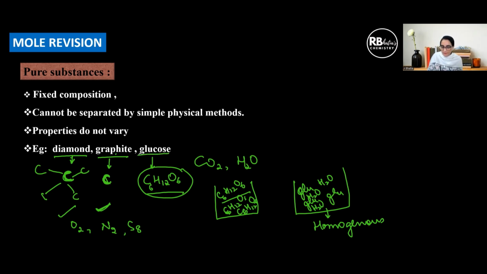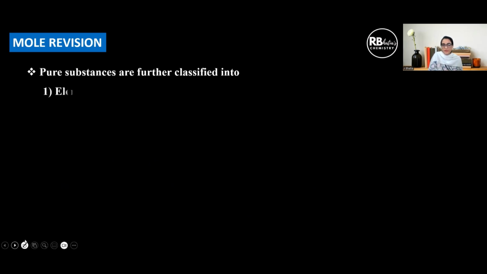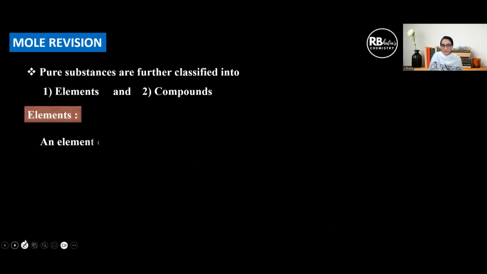Similarly, if I take a sample of glucose, I'll find all the same kind of units in it, that is, all glucose molecules. But if I'm talking about a homogeneous mixture of glucose and water, I'll have two different kinds of molecules in it, glucose molecules and water molecules. So understand the difference between pure substances and mixtures. Pure substances are classified into elements and compounds, as we've discussed.